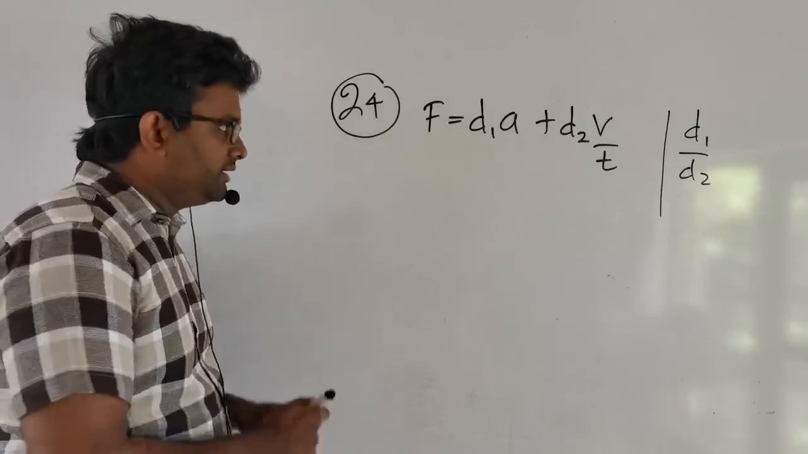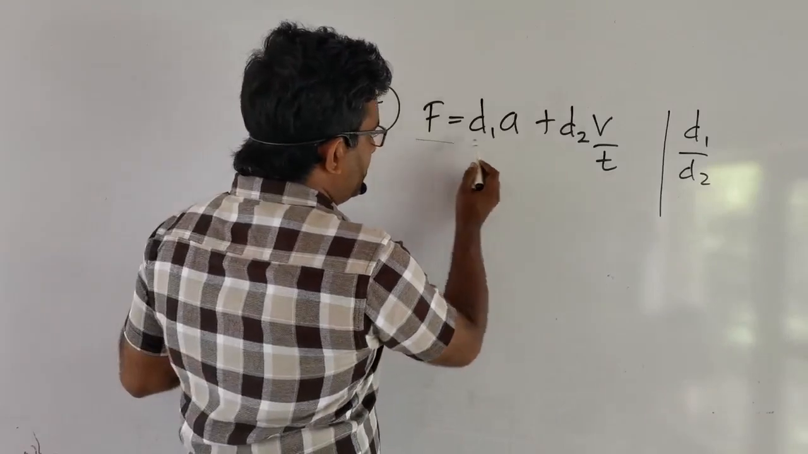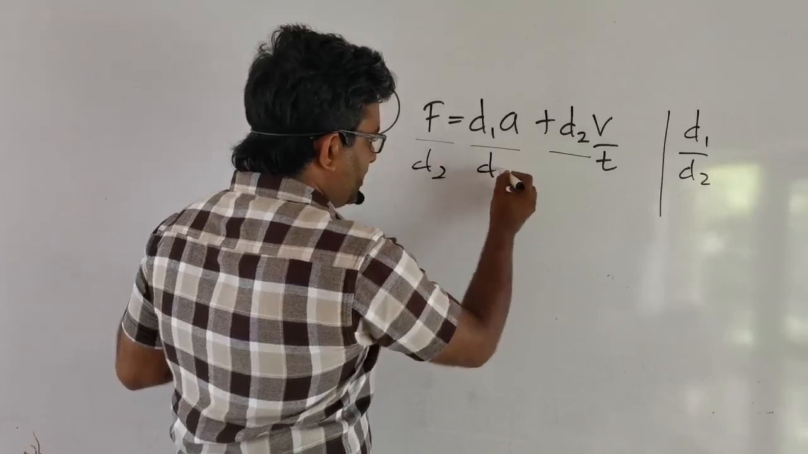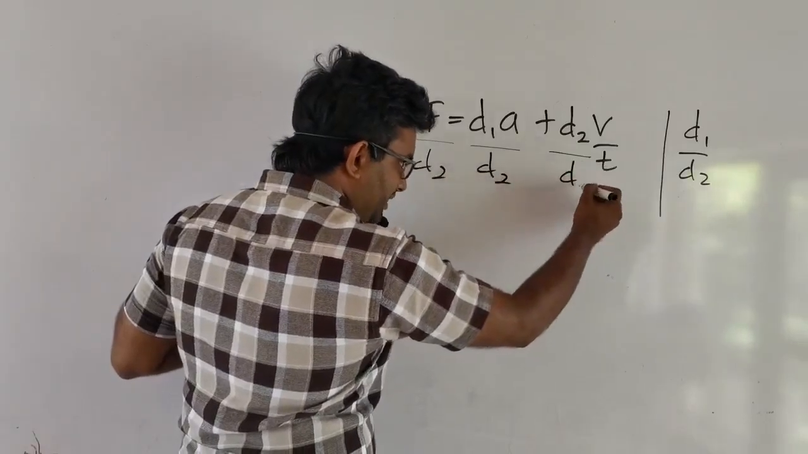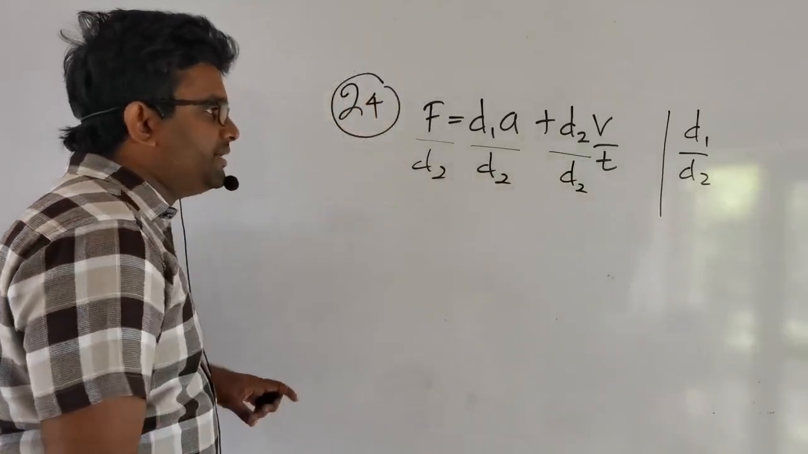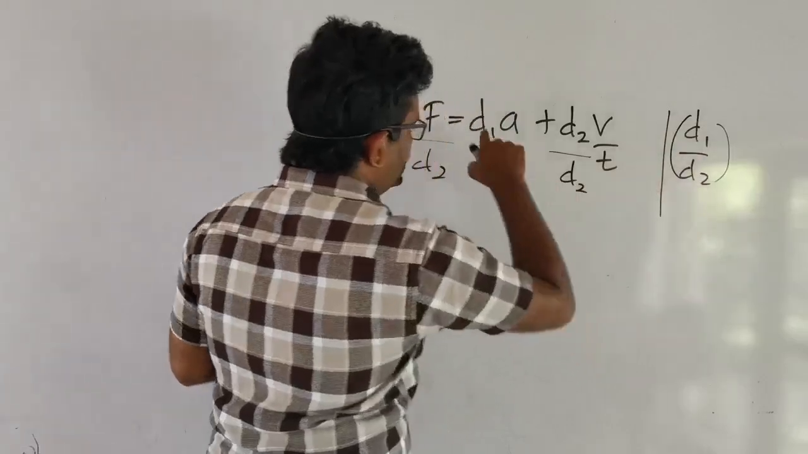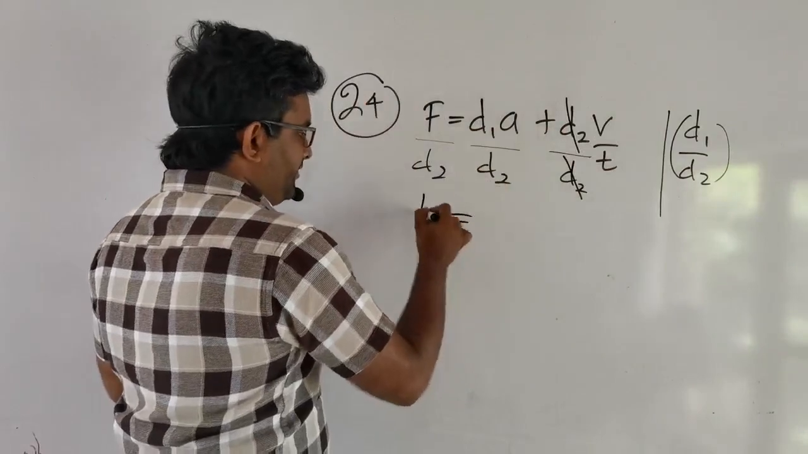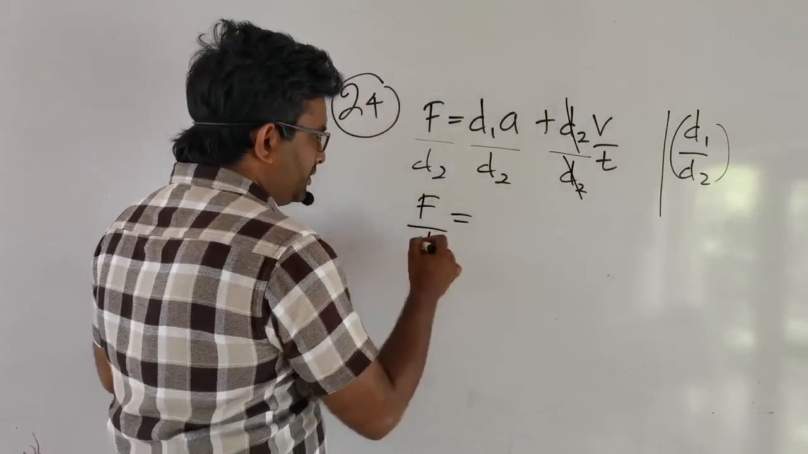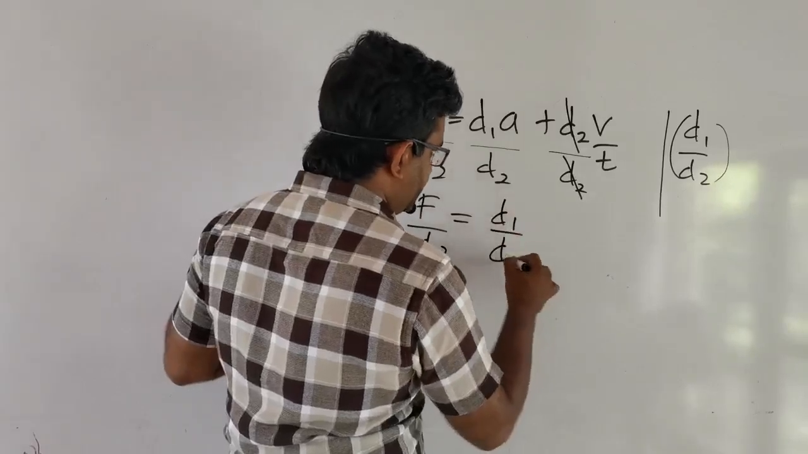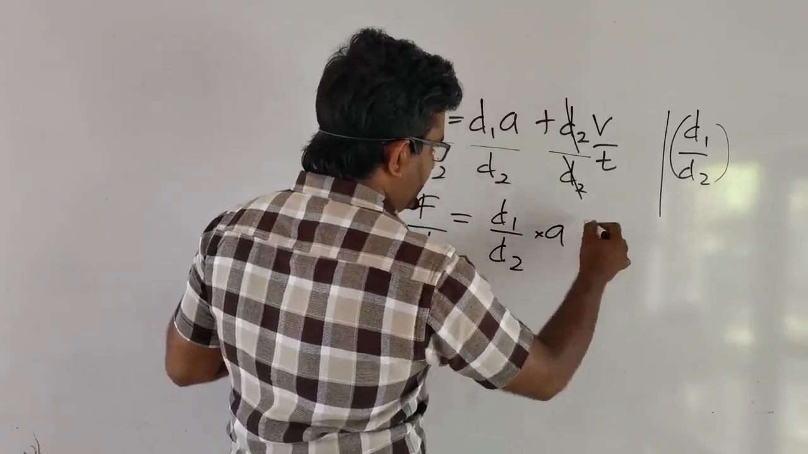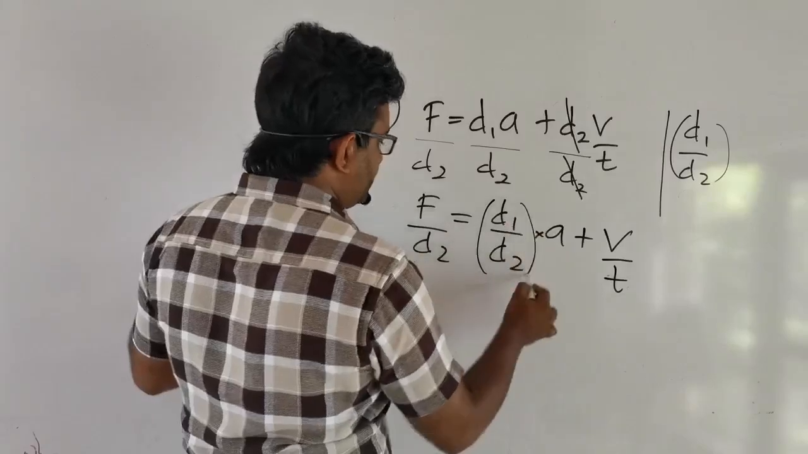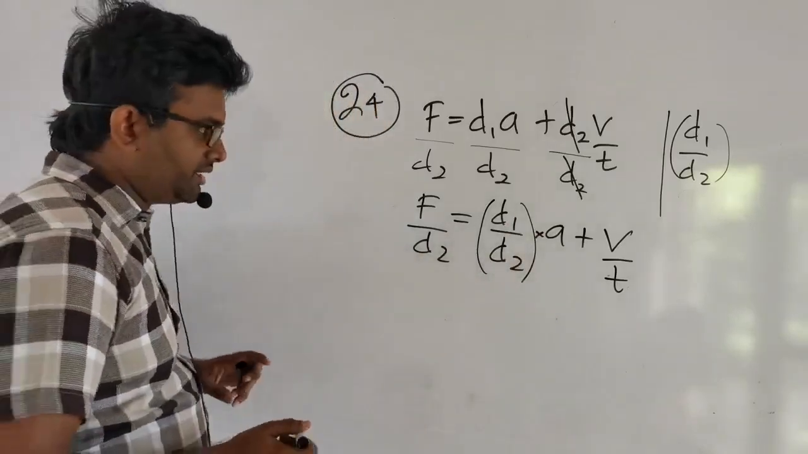That is a rule, right? Then we can divide all these terms by d2. After that we can make that ratio here. So here you can see we have f over d2 and d1 over d2 into a plus v over t. Now here we have the ratio that we need.